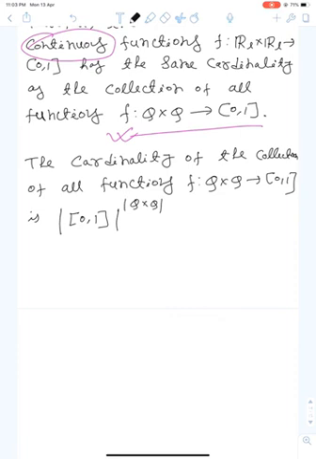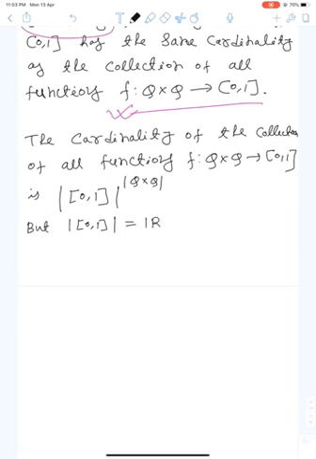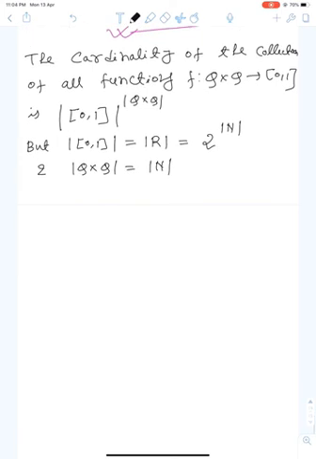Now what is the cardinality of {0,1}? It is the same as the cardinality of R, or we can say the cardinality of 2 to the power n. The cardinality of this set is the same as the cardinality of R, which is 2 to the power of the natural number n, and Q cross Q is countable, so its cardinality is the same as the cardinality of n, right?